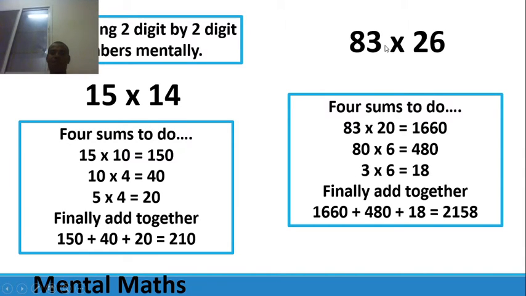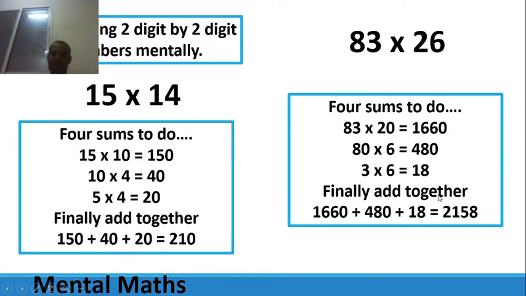Here we have 83 multiplied by 26. Also here, my learners, you have four sums to do. You will partition the number 83, it will be 80 plus 3, and partition the number 26, it will be 20 plus 6. So we make 83 multiplied by 20, it will be 1660.